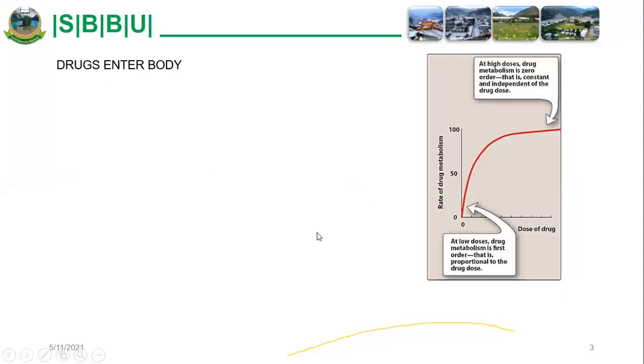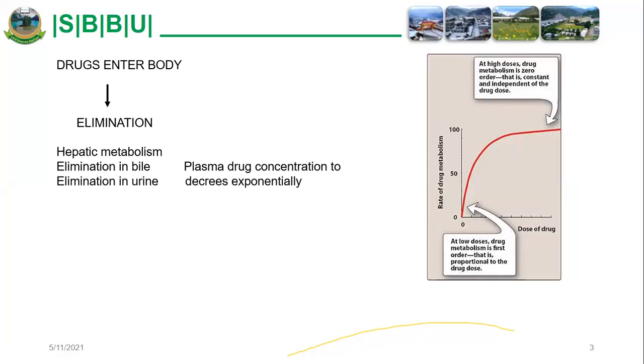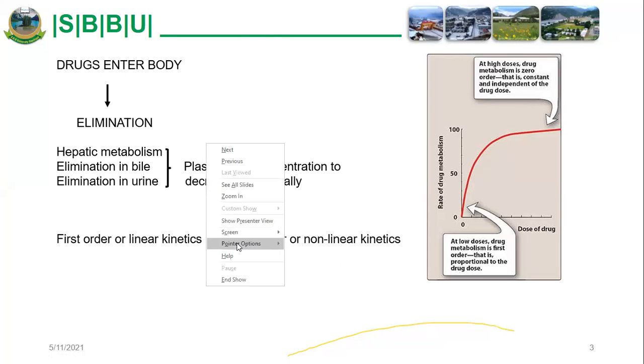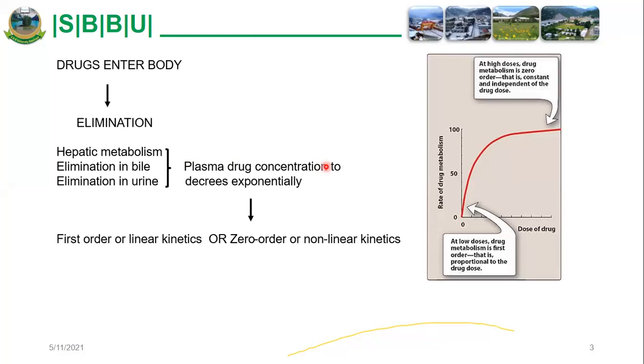Whenever the drug enters the body, it must be eliminated. As we already know, the drug is absorbed from the site of administration, goes to the blood systemic circulation, and is then distributed to the whole body, and then the elimination process starts. The main elimination routes are hepatic metabolism, elimination in bile, and elimination in urine, and all these can decrease the plasma drug concentration exponentially, like you can see from here.